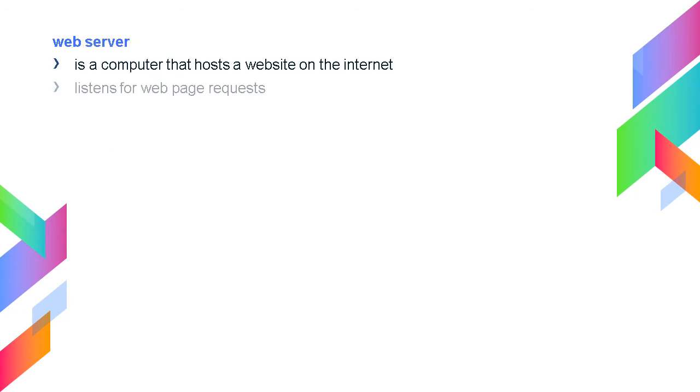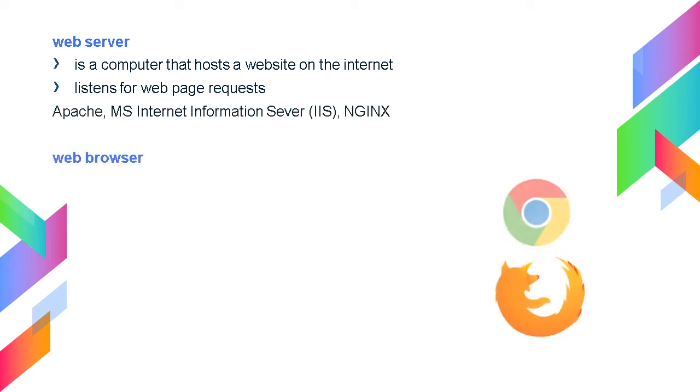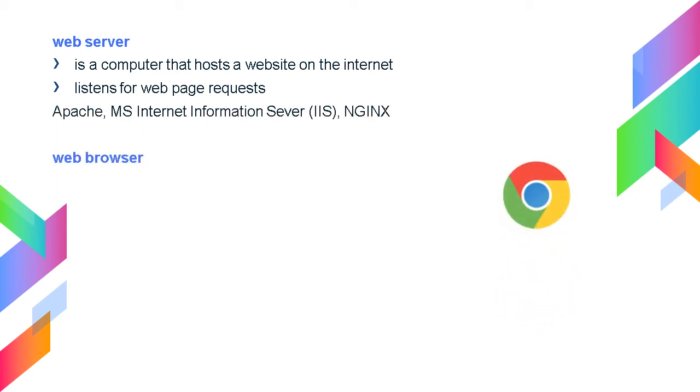A web server is a computer that hosts a website on the internet. It is software that listens for web page requests. Hosting means all the web pages and their supporting files are available on that computer. The web server will send any web page from the website to any user's browser per user request. Examples of web servers that host websites are Apache, IIS, and Nginx.